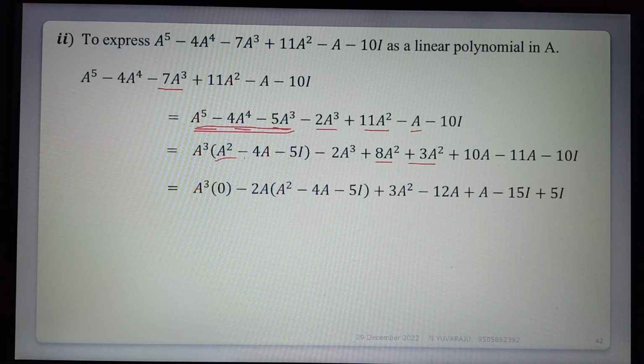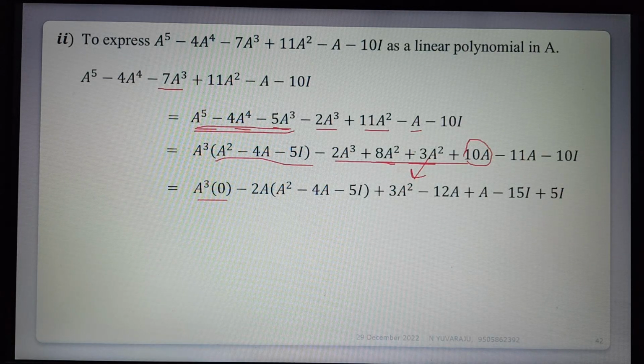So a cube into this is equal to 0, and using the Cayley-Hamilton theorem, totally we have to convert to a square minus 4a minus 5i. That is automatically that value is 0. So that is a simplification. A cube into 0, minus 2a common from 3 terms: minus 2a common is a square minus 4a minus 5i. Here 3a square remains the same, no change. Minus 2a cube plus 8a square plus 10a, common from that.